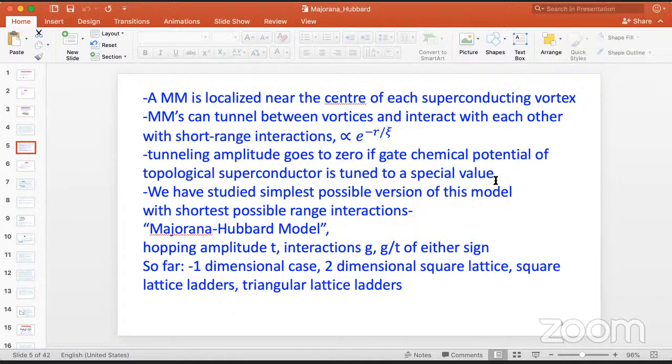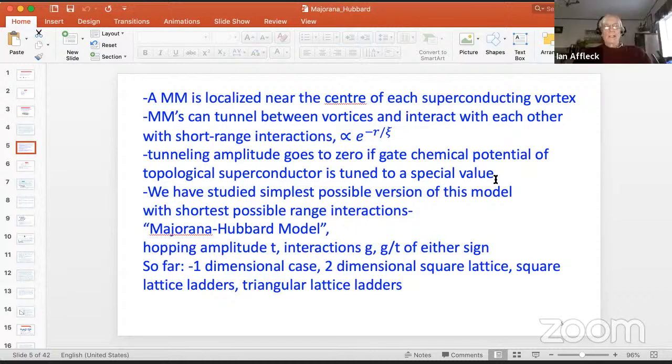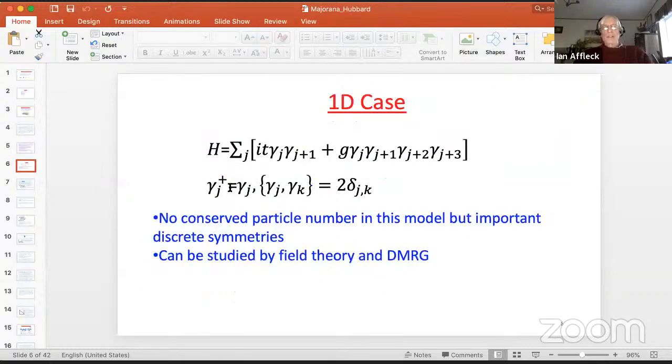So here's the one-dimensional model. The gammas are Majorana fermions, they're Hermitian. So gamma_j dagger equals gamma_j, and the anticommutator of gamma_j and gamma_k is 2 delta_jk. And here's the Hamiltonian. We have the shortest range hopping, nearest neighbor hopping, and we have interactions. Because gamma_j squared is 1, we have to have interactions on 4 lattice sites. So the simplest possible interactions are on 4 neighboring sites: gamma_j, gamma_j+1, gamma_j+2, gamma_j+3. So there is no conserved particle number in this model.